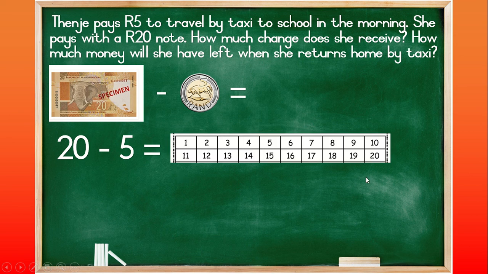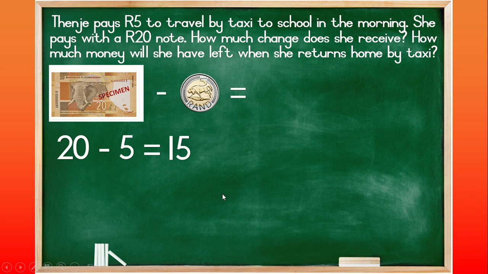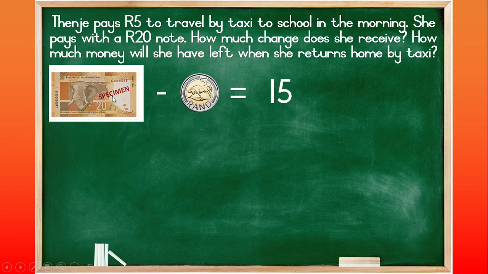Let's pull up a number chart. So let's take away 5 from 20. 1, 2, 3, 4, 5. If I take away 5 from 20, I am left with 15. So my answer is 20 take away 5 equals 15. Now, can I just write 20 Rand minus 5 Rand equals 15? No, I always need to remember the capital R when working with rands.